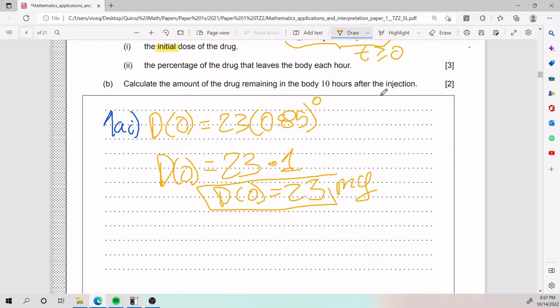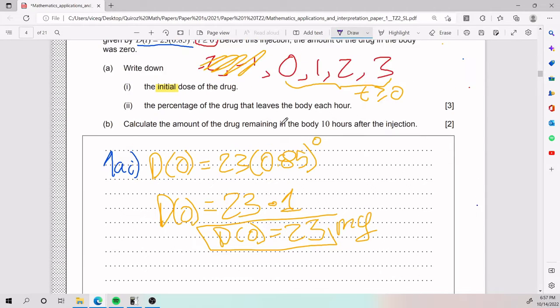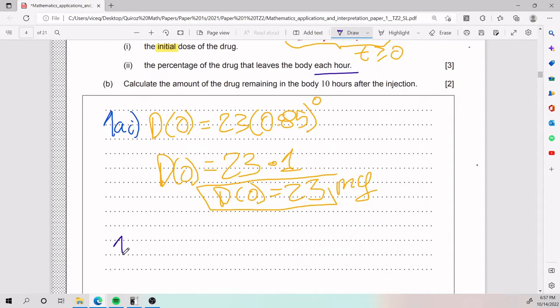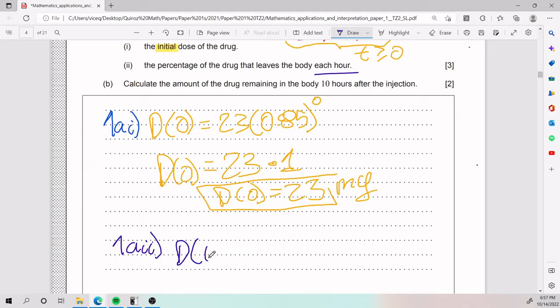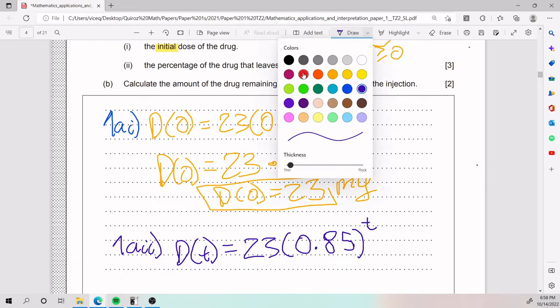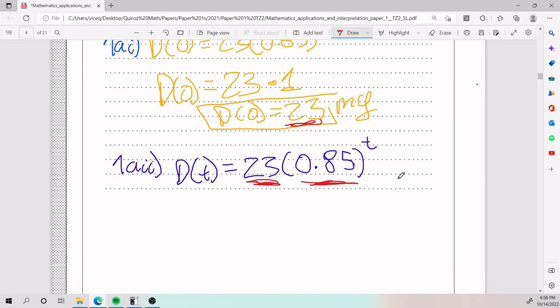For part 1, part A, part double i, we have the percentage of the drug that leaves the body each hour. Okay, so here it gets a little bit more creative, right? So our function looks a little bit like this. And here it's more about being familiar with how these functions work in the first place. See? And so what is affecting my initial dose, which is 23, right? This 23 here. What is affecting my initial dose is this 0.85 right there, right?